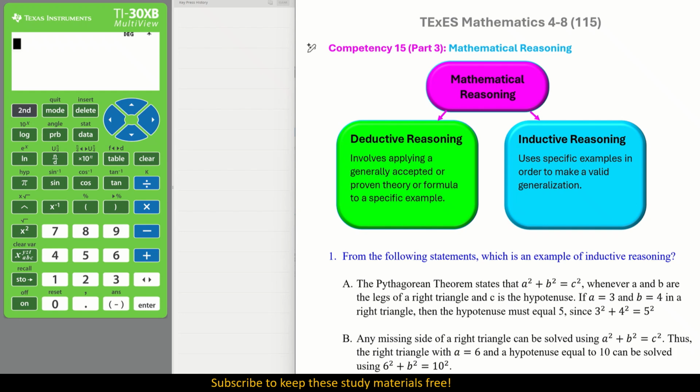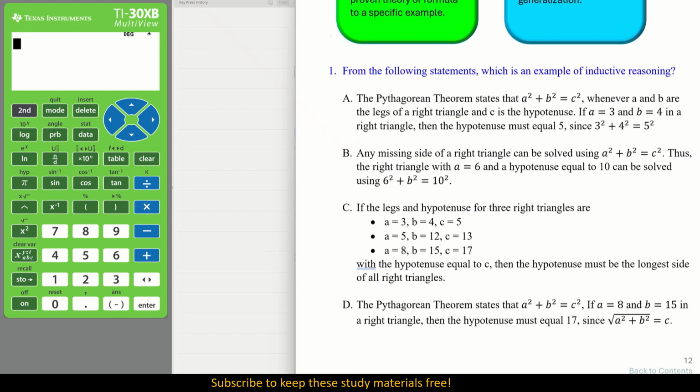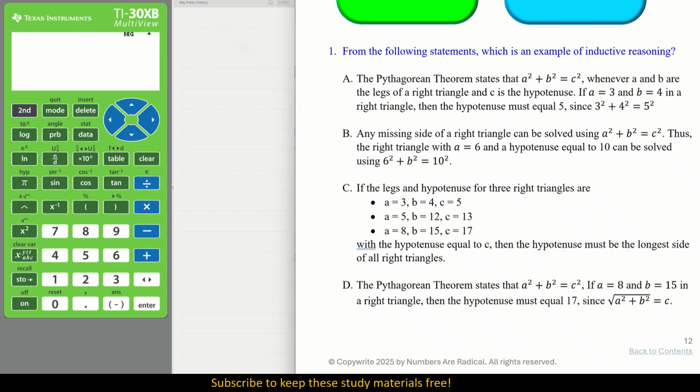All right, so let's look at number one. For the following statements, which is an example of inductive reasoning? That's what I just talked about. We have to have a very specific situation. And when I say specific, I mean it has to give us numbers only used for that word problem, or only a situation that is specific to specific numbers in a situation.